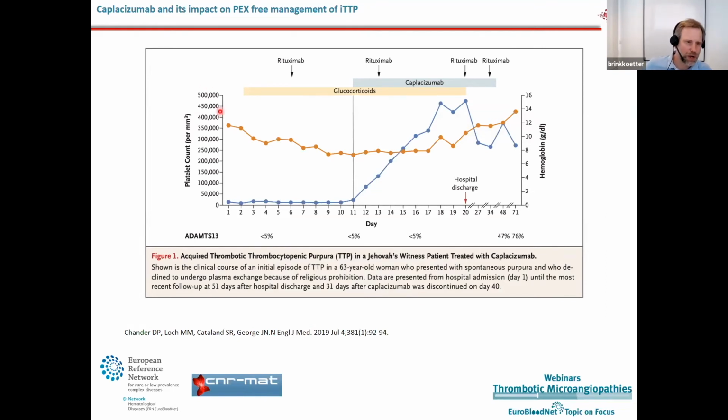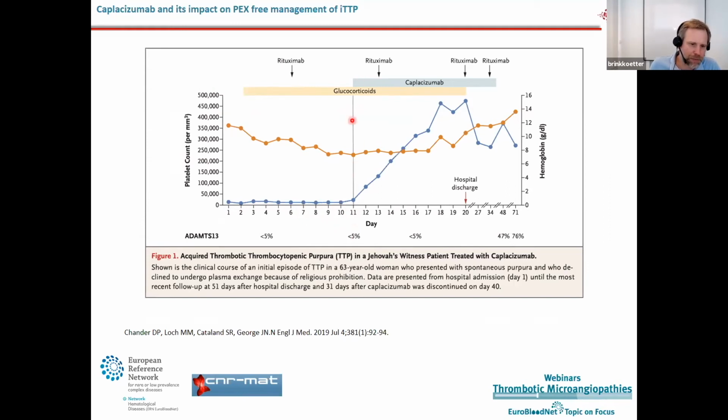And if you take a closer look at this slide, you see in blue the low platelet count for several days. And the patient received glucocorticoids and rituximab. And in orange is the hemoglobin. And she pretty much did not respond within the first 2 weeks.